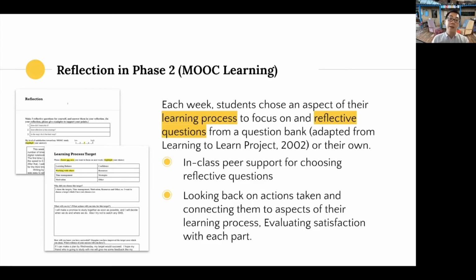And then near the end of the semester, after they were almost finished with phase 2, they were looking back on the actions that they'd taken throughout the semester and connecting them to aspects of the learning process. And they evaluated satisfaction with each part. And this helped them to look at their learning as a whole for the semester.